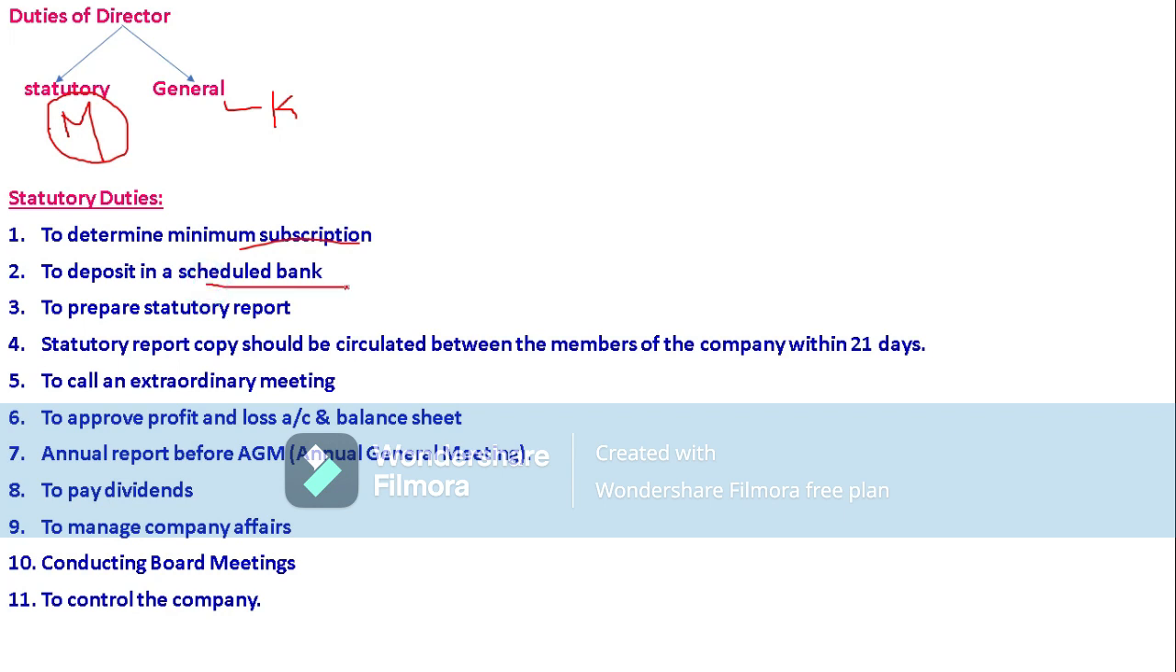So each and every company, the amount that is pooled through subscriptions or through loans, or in any other way, the whole amount should be deposited in a predetermined bank, which is nothing but a scheduled bank. In that bank only they have to deposit all this amount. That duty is upon the director. So, deposit in a scheduled bank.